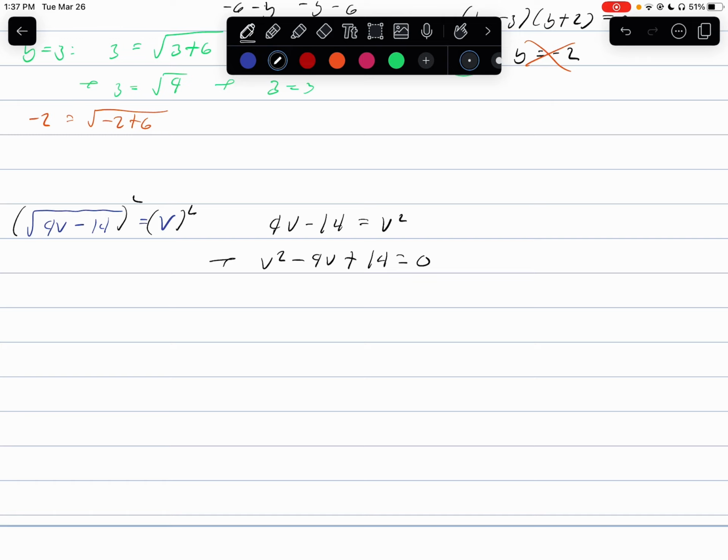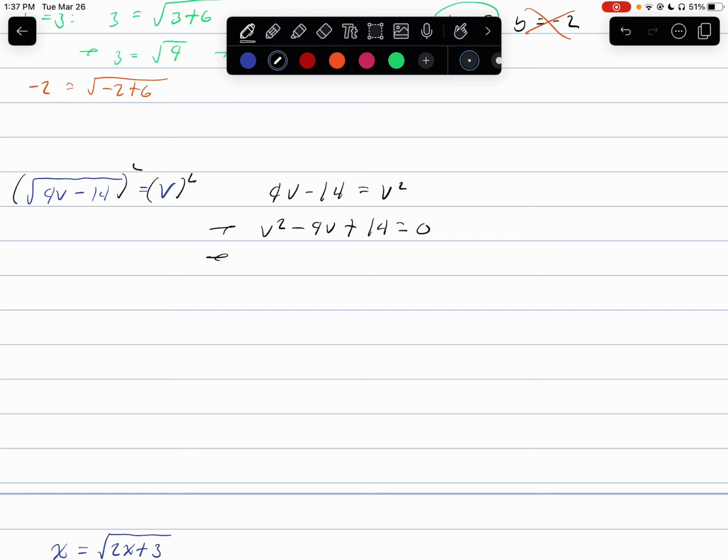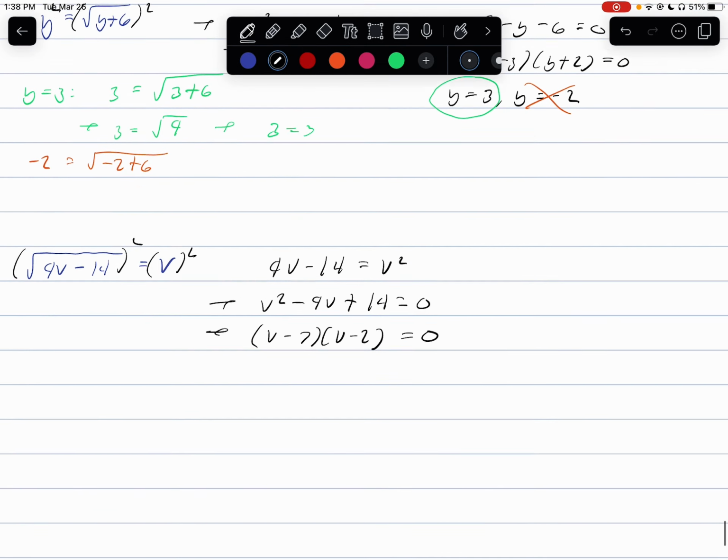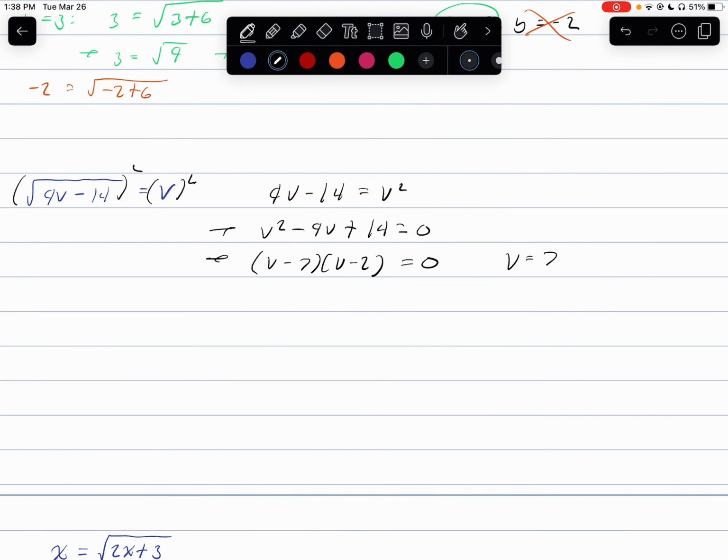From here, all we have to do is solve it like a normal quadratic equation. We want to find two numbers that multiply together to give us 14 and add together to give us negative 9. So here, I would think we have negative 7 and negative 2. Negative 7 times negative 2 is positive 14, and negative 7 plus negative 2 is negative 9. So we can write this as v minus 7 times v minus 2 is equal to 0. So from this, we have that v equals 7 and v equals positive 2 are both possible solutions here.